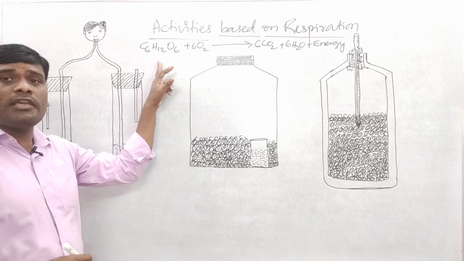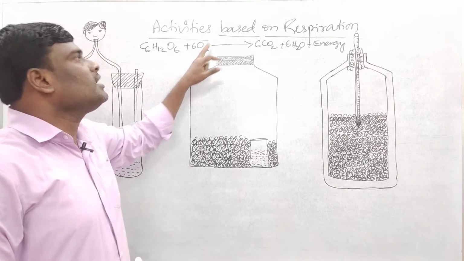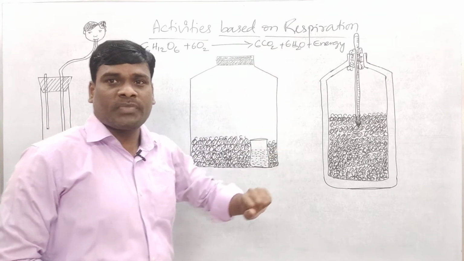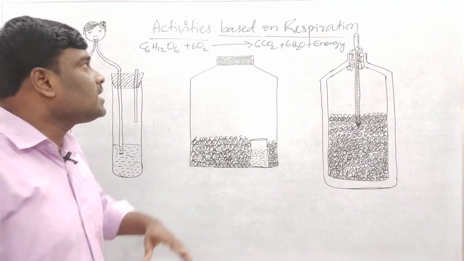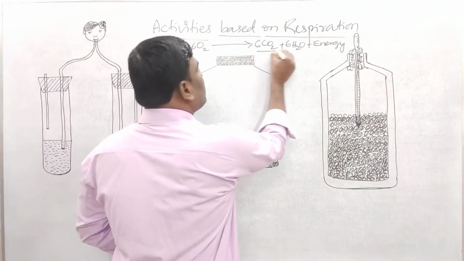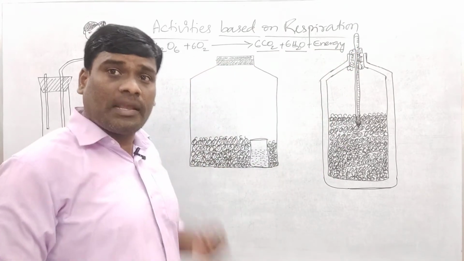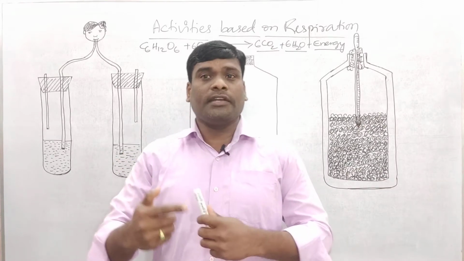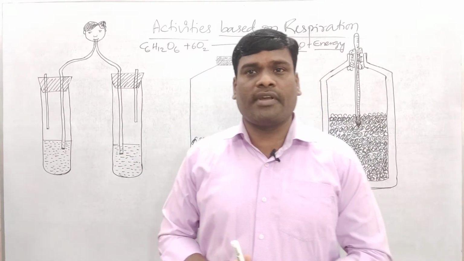So when a glucose molecule is burned in the presence of oxygen in the cells, children, we get carbon dioxide, water, as well as energy. What we are going to learn in this video today is whether this carbon dioxide, oxygen, as well as energy are liberated in the process of respiration or not. We are going to see this by performing simple experiments in our science laboratory, children.